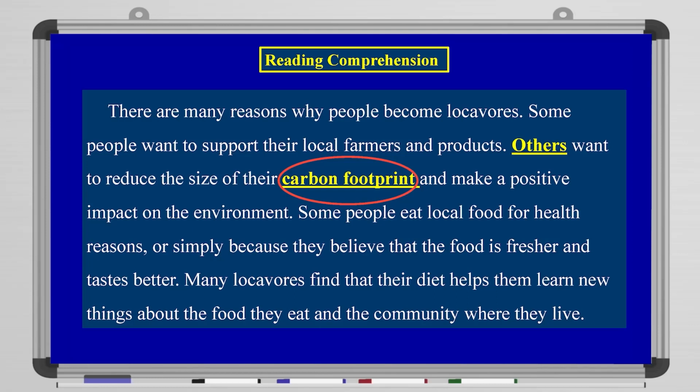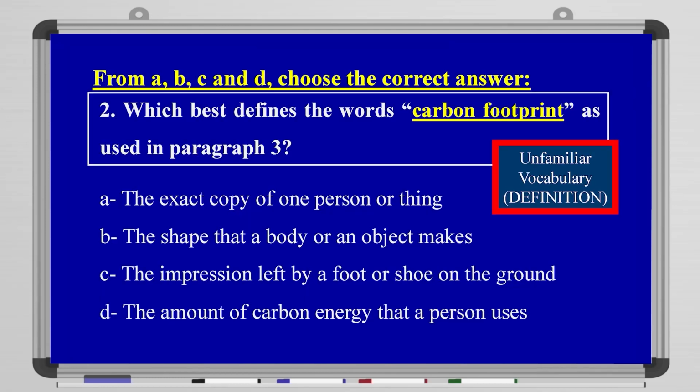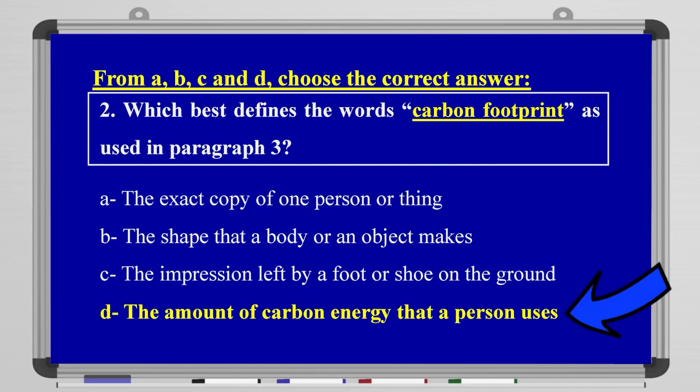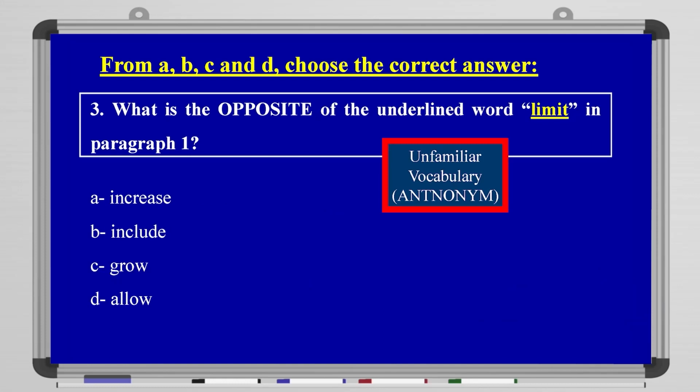Others want to reduce the size of their carbon footprint and make a positive impact on the environment. Let's look closely at the word environment. It looks like a key word, right? So if you connect that to carbon footprint, you can kind of understand the meaning of carbon footprint. What do you think it means? I'll give you a few seconds to find that out. It means the amount of carbon energy that a person uses. Well done, good job. Let's move on to question 3.